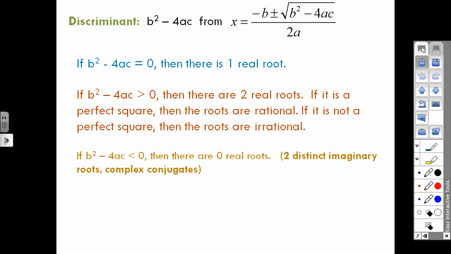The third option is, what if it becomes negative? So if this number is negative, that means that we have imaginary numbers, right? So that means there are 0 real roots, because they're not going to be real numbers, but they are imaginary numbers. And in fact, they are complex conjugates.